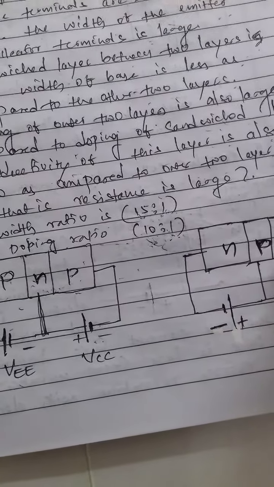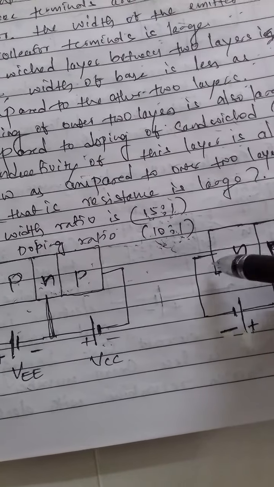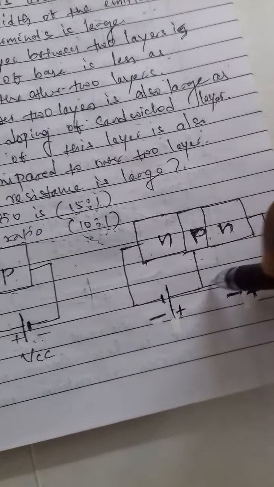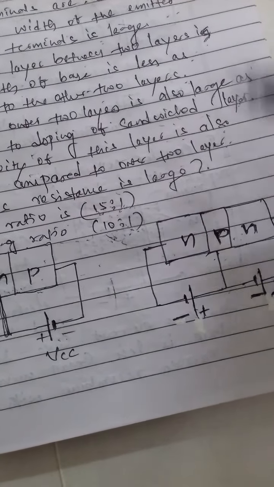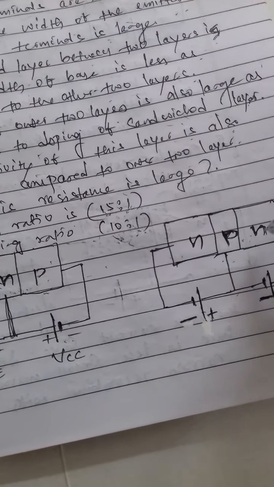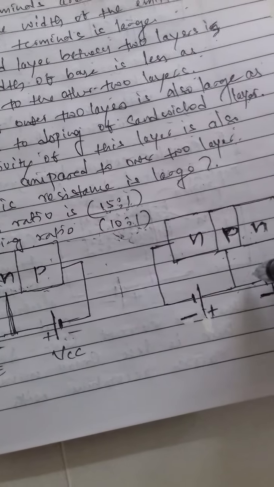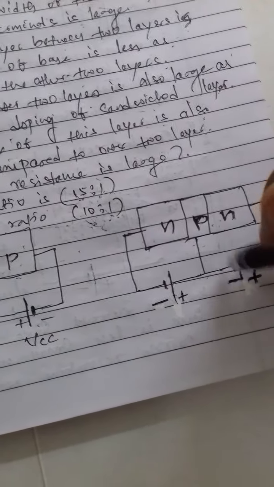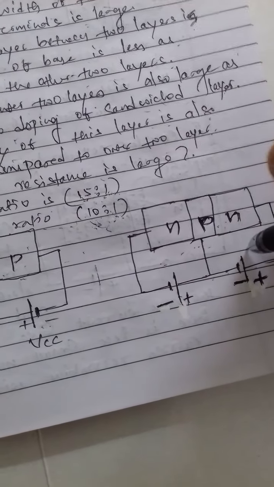Similarly, for the NPN transistor, the emitter base junction is forward biased, and the collector base junction is reverse biased. This one is the emitter base junction, and this one is the collector base junction.